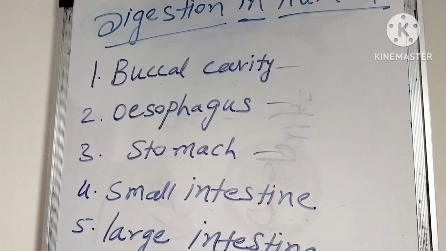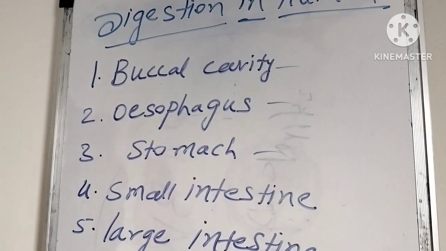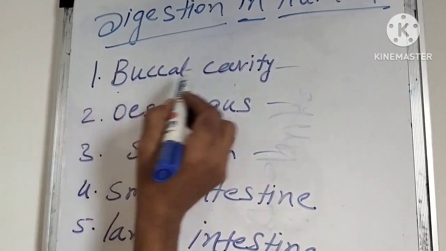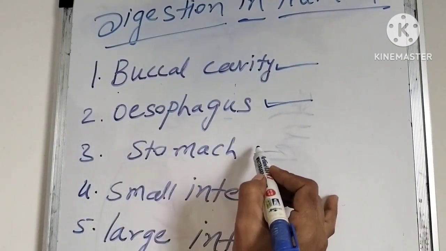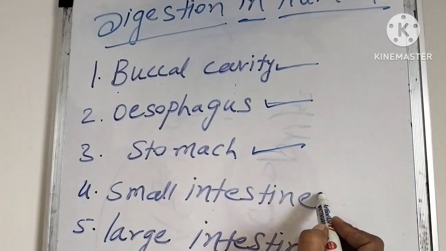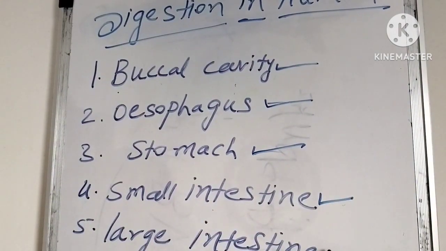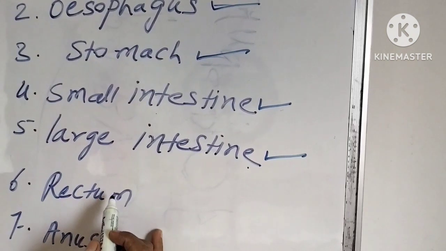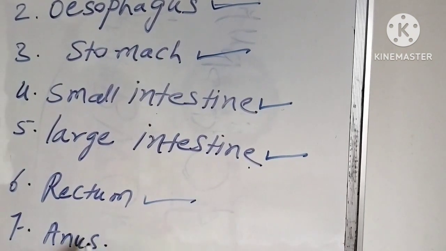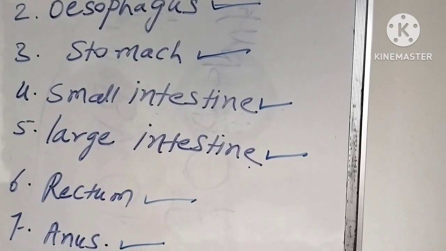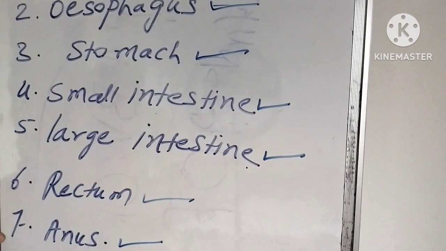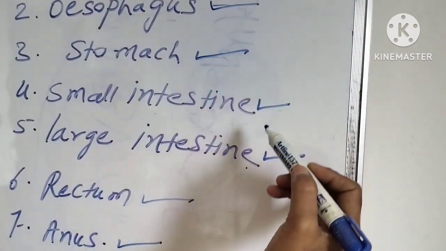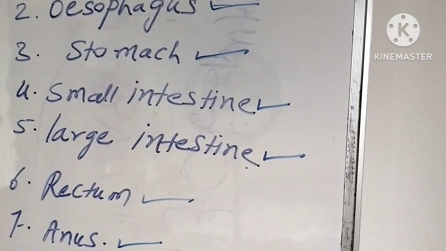This digestive system consists of so many compartments. One is the buccal cavity, second is the esophagus, third is the stomach, fourth is the small intestine, fifth is the large intestine, sixth is the rectum, and last is the anus. These are the 7 parts of our digestive system, and each and every part is very important.